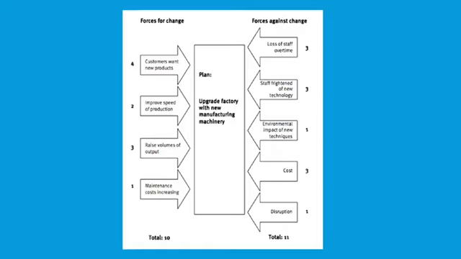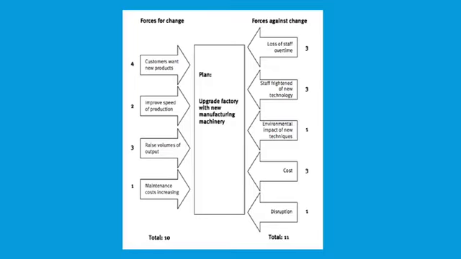Okay, so I've got a diagram here, and the problem, like I said, is at the center. So at the center it says upgrade the factory with new manufacturing machinery. So the question is, should we upgrade the factory with new manufacturing machinery? And you'll see on the left hand side you have forces for the change, which indicates that everything on the left hand side of the problem in the middle is reasons as to why we should implement a factory upgrade. The forces against are on the right hand side, and those are all the reasons as to why we should not have a factory upgrade.